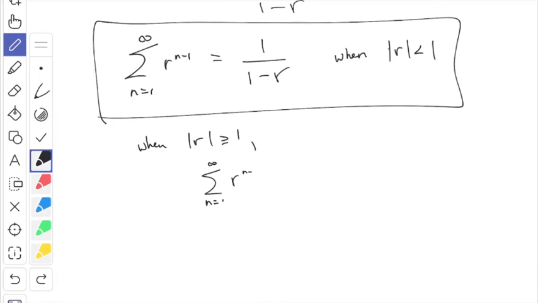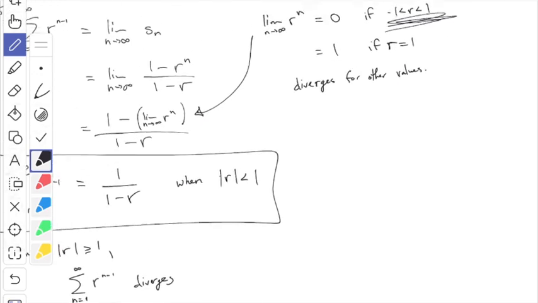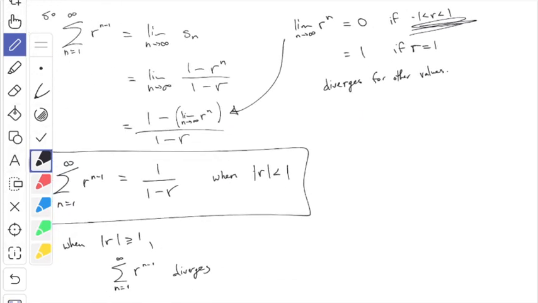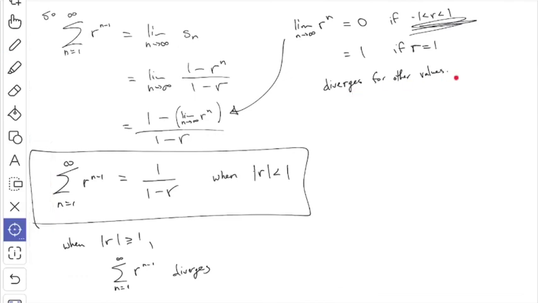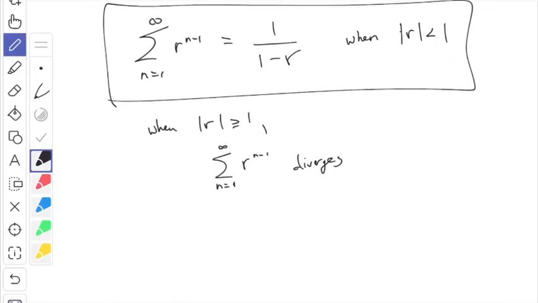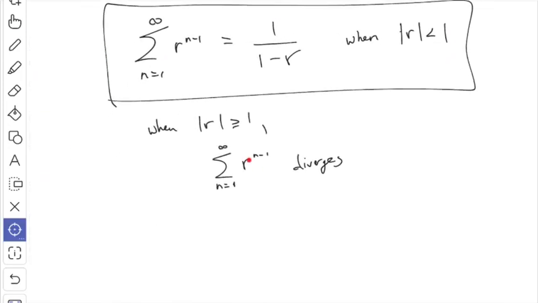The sum of r to the n minus 1 diverges. That's because when the absolute value of r is bigger than 1, this limit up here diverges. I said it diverges for the other values, right? Now, what about if r equals 1? Well, if r equals 1, then what we're talking about inside the sum is just a sum of 1 over and over again. If r equals 1, this term is 1 every time. And so it looks like 1 plus 1 plus 1 plus 1, which we've already seen diverges, all right?